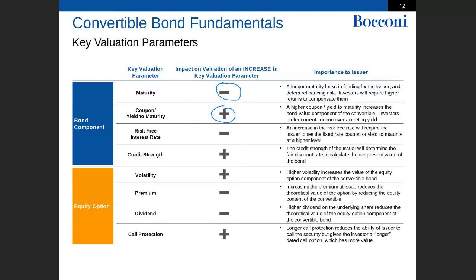If the risk or the interest rate in the marketplace are going down, that reduces the level of the bond. And of course, if your credit strength as an issuer is very good, you increase the value of the bond. On the other hand, the higher the premium, because you increase 20, 30, 40, 50%.